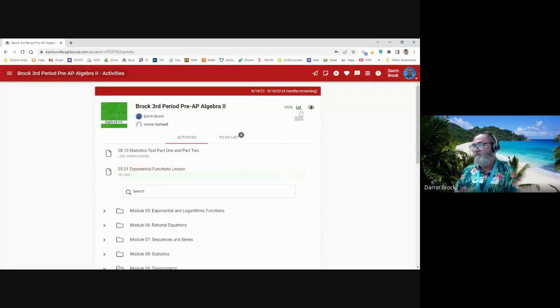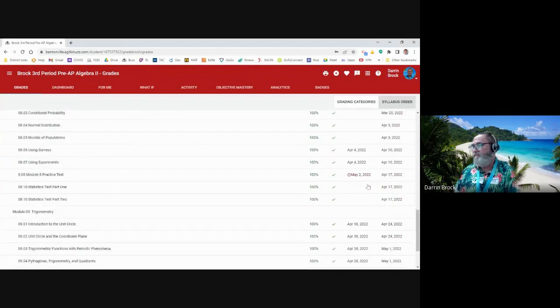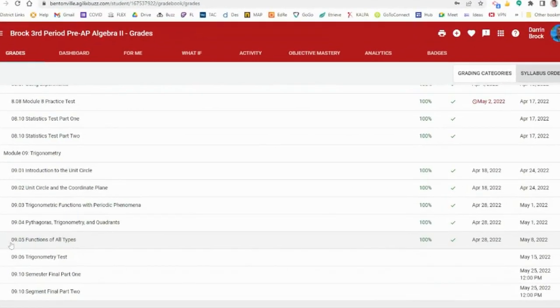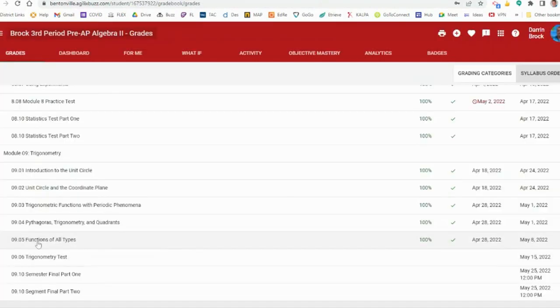So if I go to Algebra 2, go to the grade screen, make sure I'm in syllabus order. All right, we see what's due this Sunday. It's one assignment, functions of all types. Functions of all types is the only thing due. And then all we have left is the test, trigonometry test, and then our semester final coming up here at the end of the month.